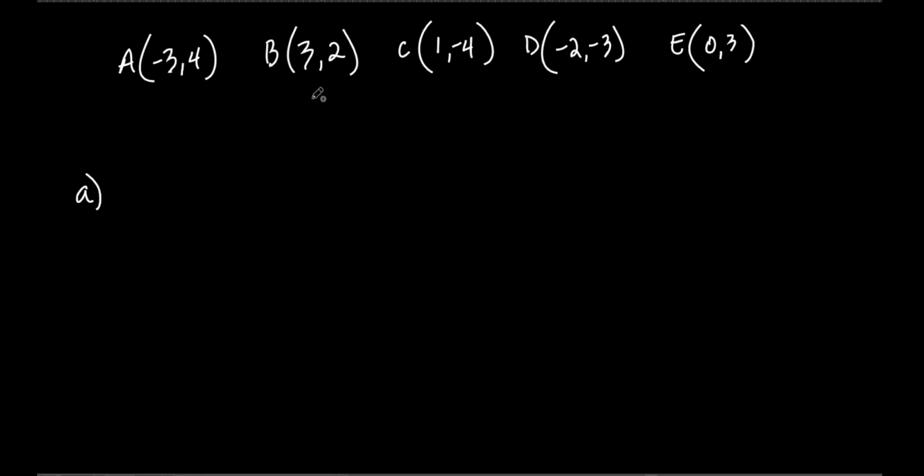All right, so they give you 5 points. Here's what the question says. Tell whether, and I'm going to give you an A and a B here. Okay, tell whether the lines are parallel, perpendicular, or neither.